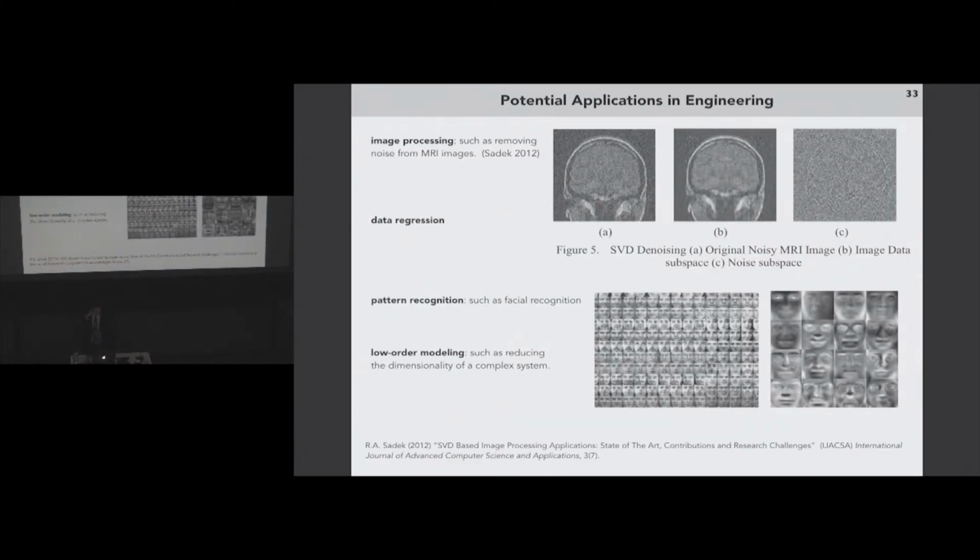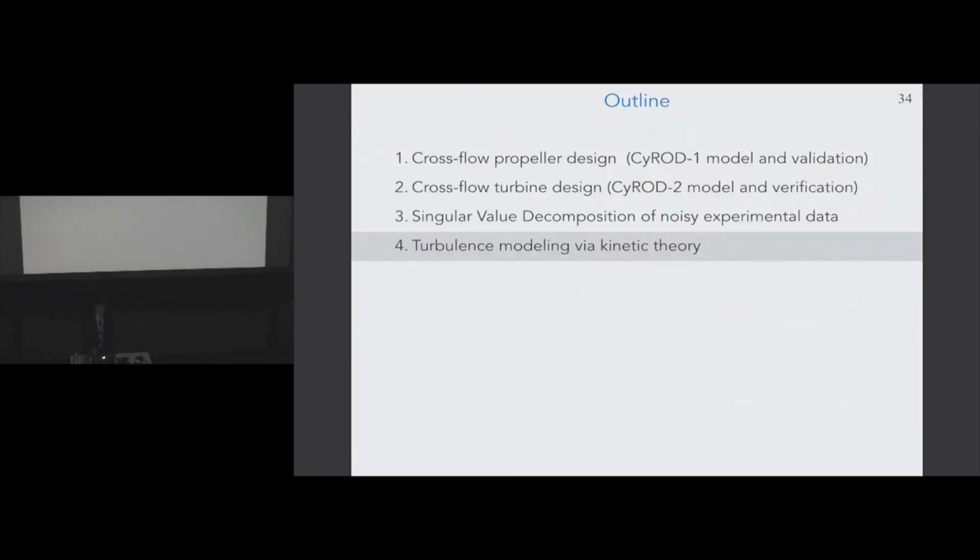So I think this could be really useful for things all across engineering. I'd be really interested to try this out for, say, denoising of MRI images, for instance. Any kind of data regression really is a target for this kind of a process. Pattern recognition, such as facial recognition, is another place where the singular value decomposition is used. And I guess if anybody has like an error in their face, then we could assess that. And then low order modeling again. So that's, I think, something that could be useful to a broad audience here in engineering school.